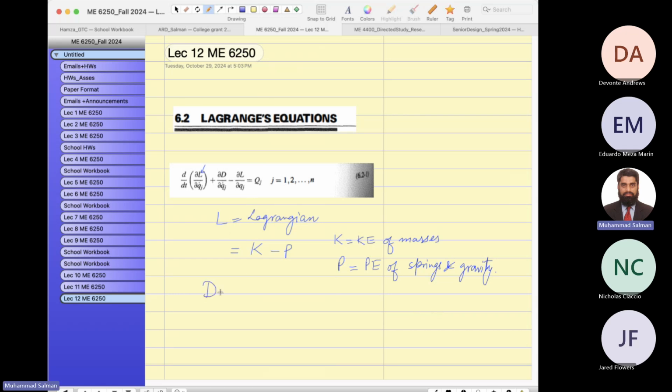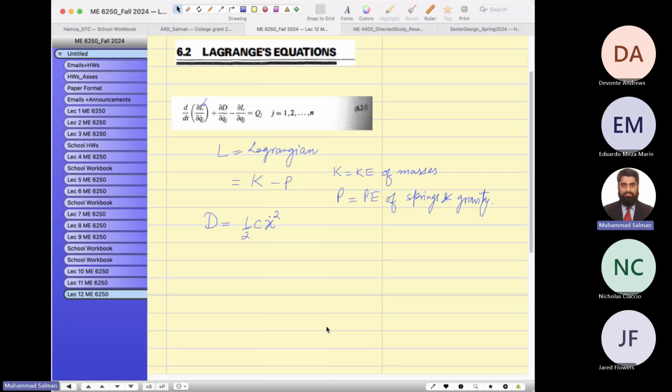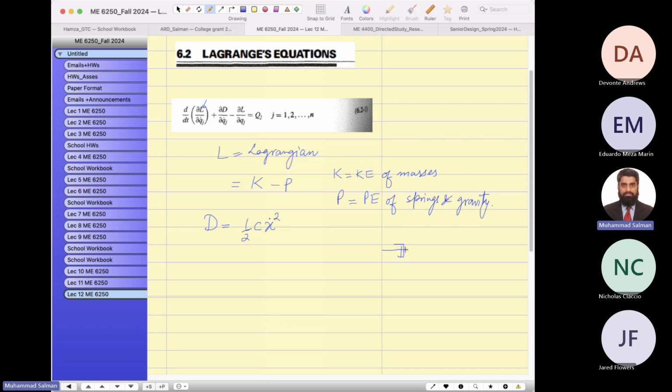And D stands for dissipation energy, and the dissipation is half C x dot square for the damper. This is the power dissipation or energy dissipation. I would say energy dissipation because the damper has a coefficient C. Similar to the spring, we have potential energy stored in the spring, which is half k x square, and so on.